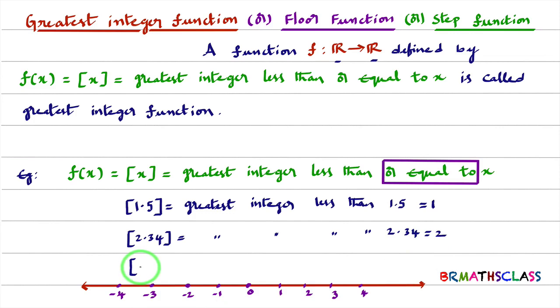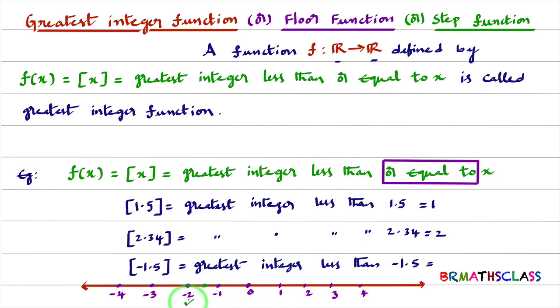Now you see step minus 1.5. Many students will get confused at this point. What is step minus 1.5? It means the greatest integer less than minus 1.5. First, you observe where minus 1.5 is on the number line. You can see this is minus 1.5, correct? Now you mark all integers which are less than minus 1.5.